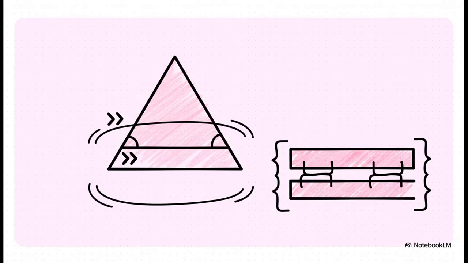So what are these two superpowers? Here they are. First, one's about direction. The midsegment is always parallel to the third side of the triangle, the one it isn't touching. And second, it's about size. The midsegment is always exactly half the length of that same third side. That's it. Parallel and half the length. Those are the two big takeaways.